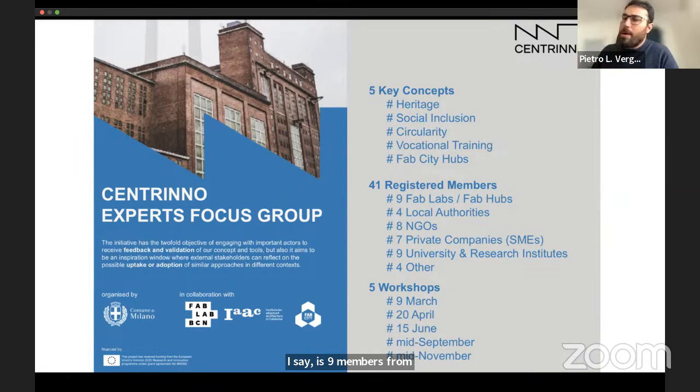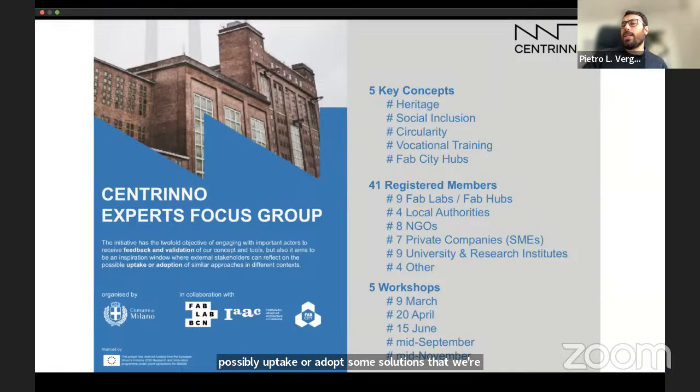And what we're doing is going in depth into each of these 5 key concepts of Centrino in order to receive, on the one hand, feedback and a sort of validation from stakeholders and other actors that are active on the same topics, and we're trying to align and learn from their experience, and to check and fine-tune what we're doing in Centrino. But also, and probably most importantly, we are aiming at discussing with the members of the focus group how they could possibly adopt some of the solutions that we're testing in Centrino in other contexts around the world.